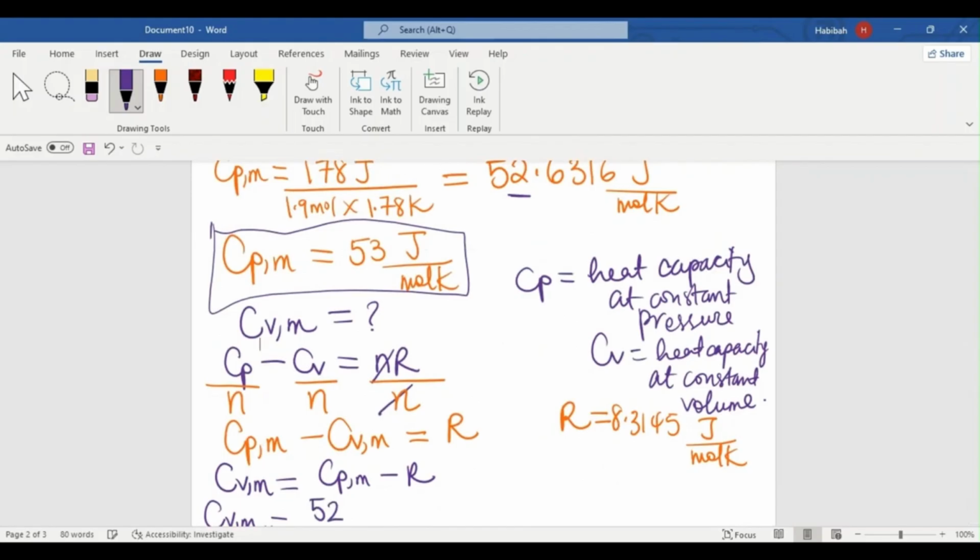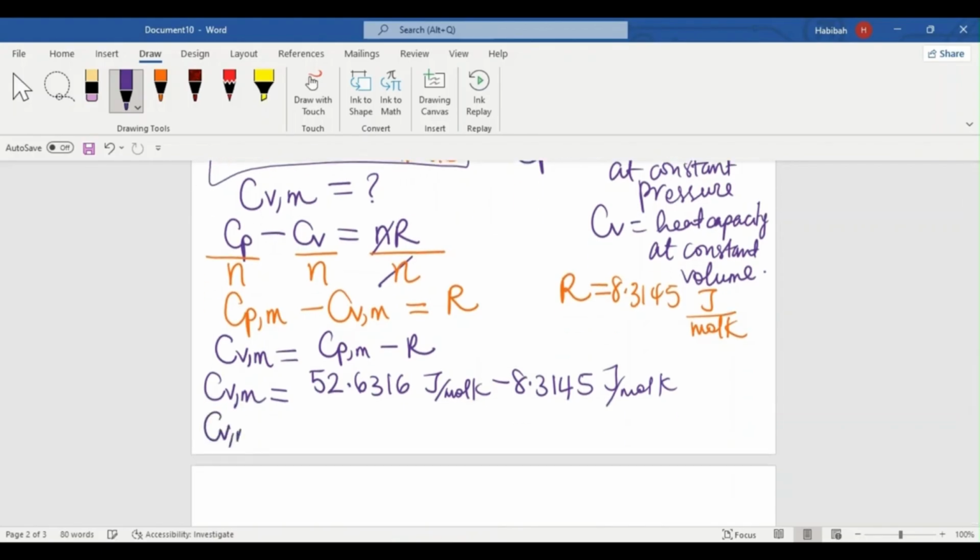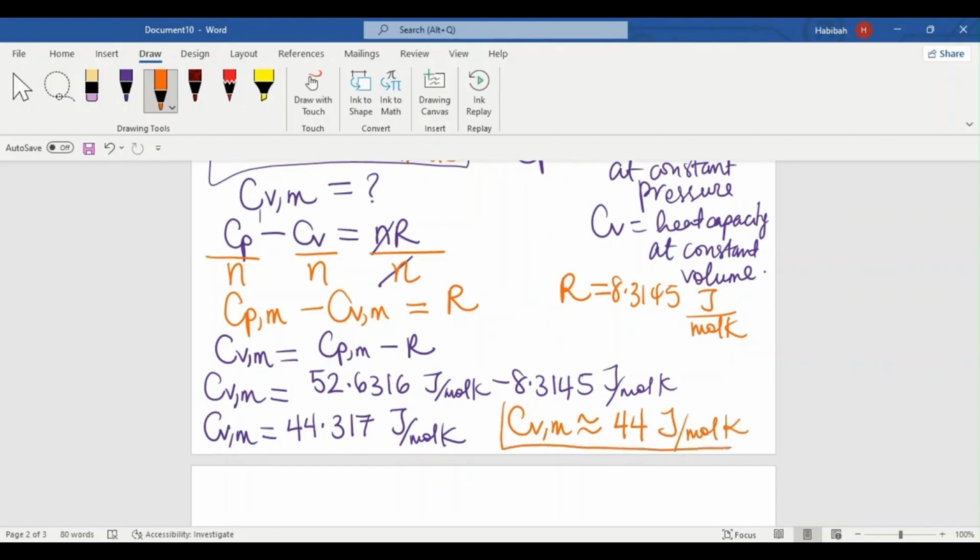So that will be 52.6316 joules per mole Kelvin minus 8.3145 joules per mole Kelvin. So you subtract this on the calculator, and you have CV,m to be 44.317 joules per mole Kelvin. So CV,m is approximately 44 joules per mole Kelvin. This is the value that we're going to approximate.